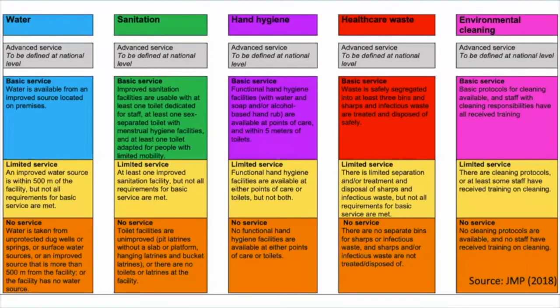So here's the JMP ladder. We talked about the no service level, limited service, and basic service, with basic service being considered really the minimum requirements for a healthcare facility. Advanced service can be defined at the national level, and some countries are moving forward to do so, maybe taking additional considerations into account. For example, wanting to have water piped into the healthcare facility could be at an advanced service level.